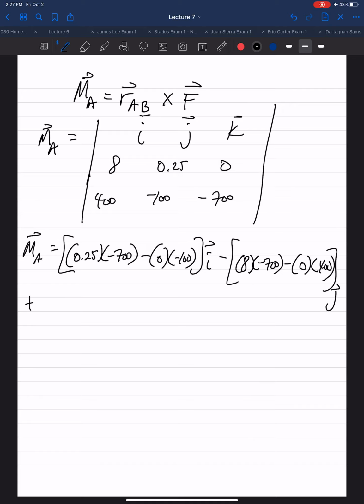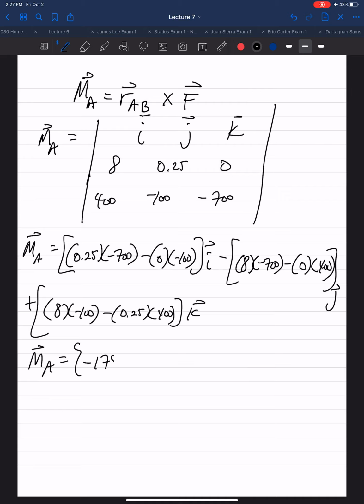j. For k, we're ignoring the top row in the third column. So 8 times negative 100 minus 0.25 times 400, k. Solving this out, you get your moment about point A. It's negative 175i plus 5600j minus 900k pound force feet.